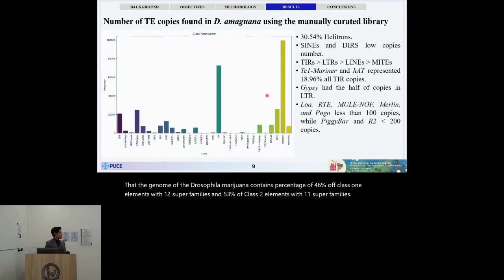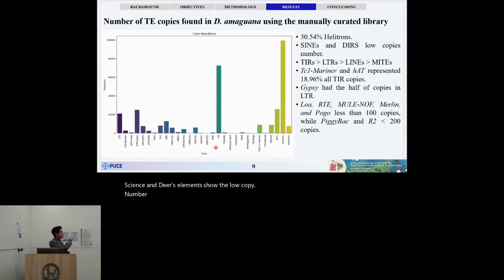Here we can see in the bar plot the most abundant superfamilies of TEs annotated, or the number of copies of TEs found in the Drosophila amaguana genome. We can see the highest bar corresponds to the Helitrons, which shows a value of 30%, while, for example, Sines and DIRS elements show such a low copy number that we cannot even see them in the bar plot. The bar is very low.